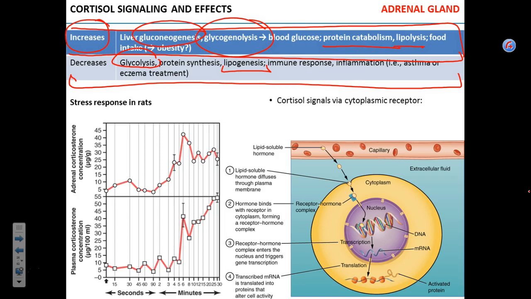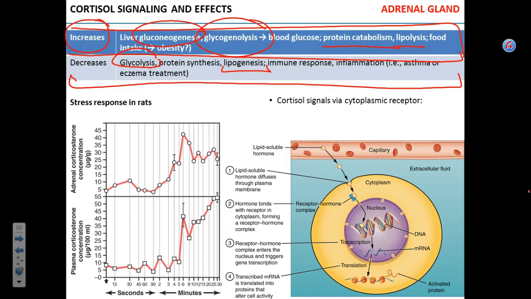Good side, you can use cortisol as an anti-inflammatory treatment. People with chronic inflammatory conditions, like, say, asthma or eczema, they can use cortisol as the treatment, because it will suppress the inflammation. Does that make sense?